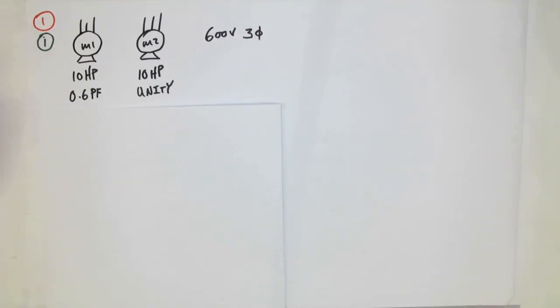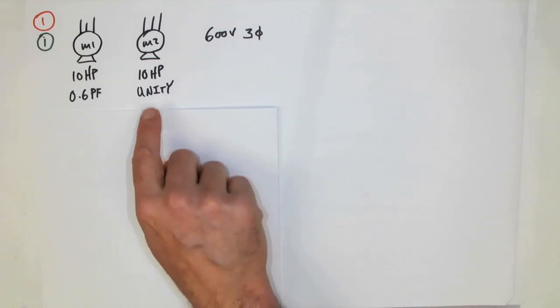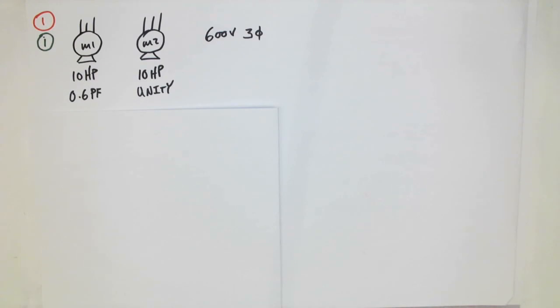So I draw both the motors out, I give myself more space, and I start cranking out the numbers that I need. So we're going to start with the first question. The first question was simply, if this sync motor is run at unity, like this, then what's the feeder current for both of these motors?